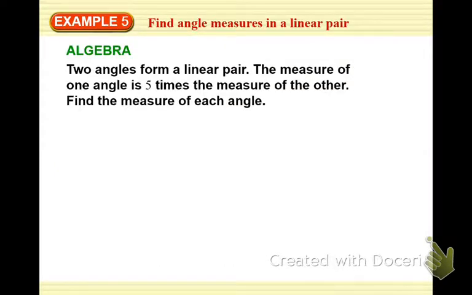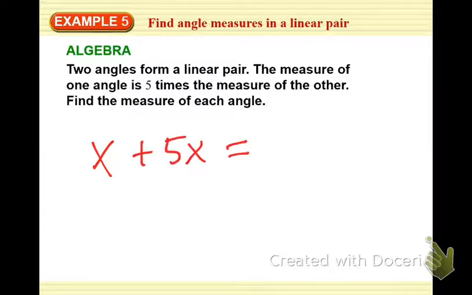All right, here's an algebra problem. 2 angles form a linear pair. The measure of one angle is 5 times the measure of the other. Find the measure of each angle. All right, so it's algebra. So one of the angles is going to be x. How can I represent the other angle in terms of x, if it's 5 times the measure of the other? 5x. Right, so we have x and 5x, so x plus 5x.